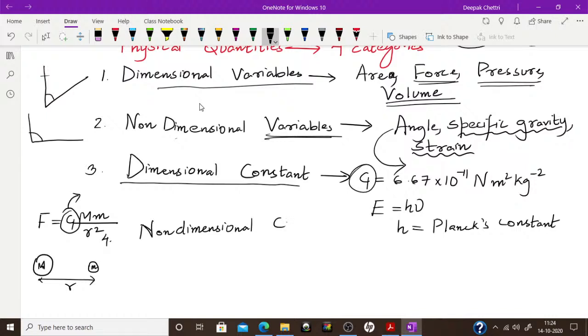Now the fourth and last category is your non-dimensional constant. So what kind of quantities fall under this category? The quantities which have no dimension but they are constant. For example, pi is a constant.